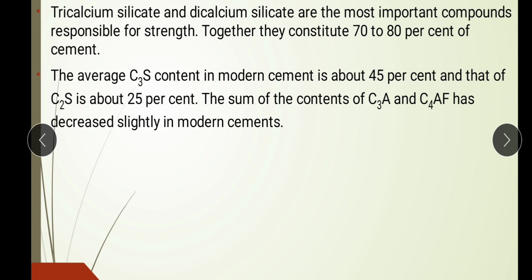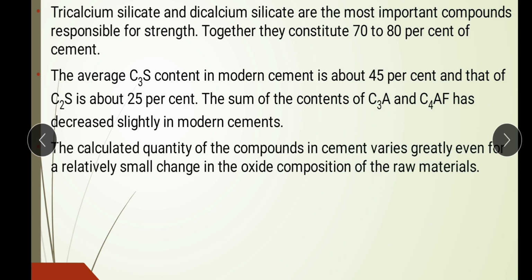the average C3S content in modern cement is about 45%, and that of C2S is about 25%. So this C3S and C2S occupy about 70%, and the sum of contents of C3A and C4AF has decreased slightly in modern cements. So when compared with the previous cements which we were using, for the latest version of cements we have somewhat reduced the amount of C3A and C4AF.